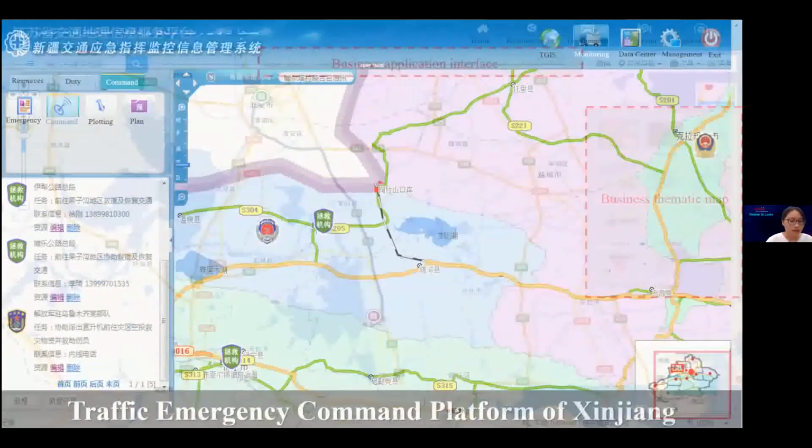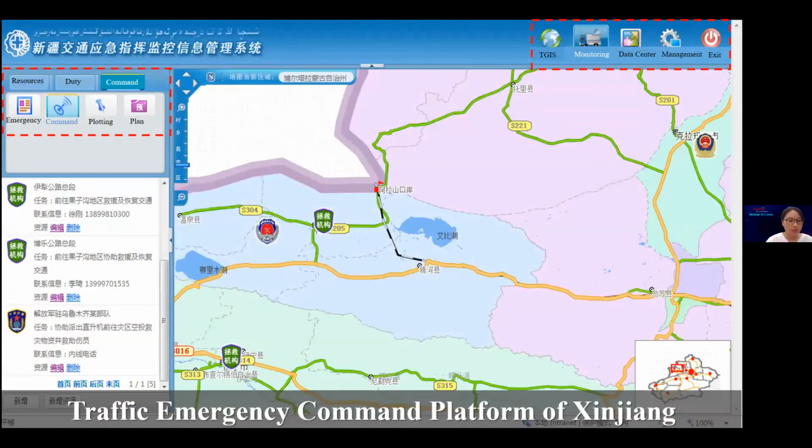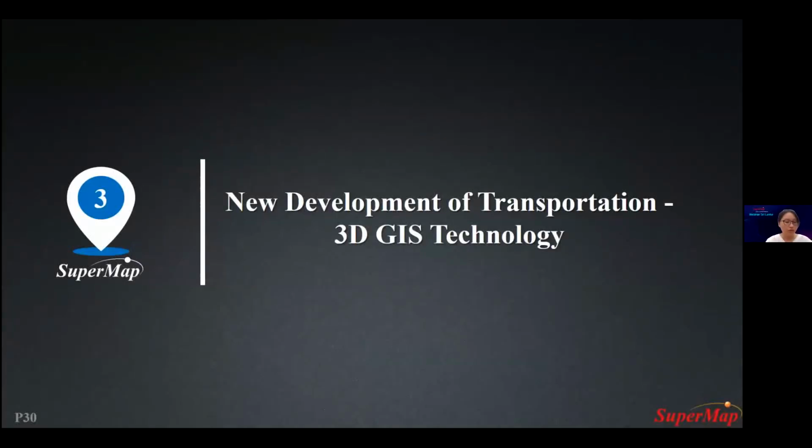The second case is a traffic emergency command platform of Xinjiang province. This system not only integrates information sharing and applications, but also provides emergency reporting and handling, as well as command and dispatching. The transportation one-map is already a complete platform.